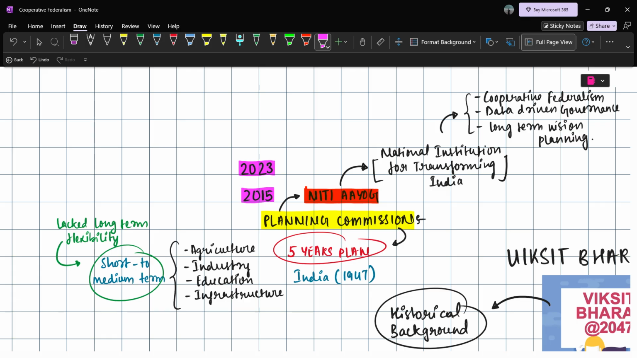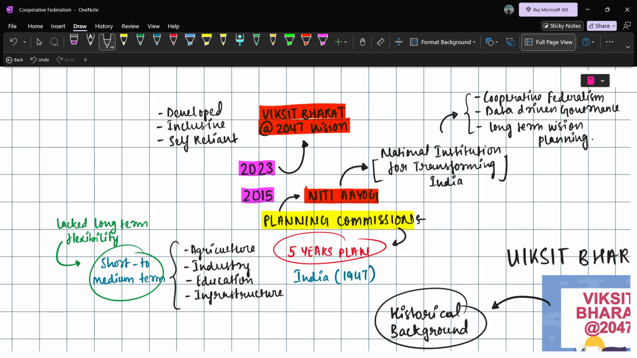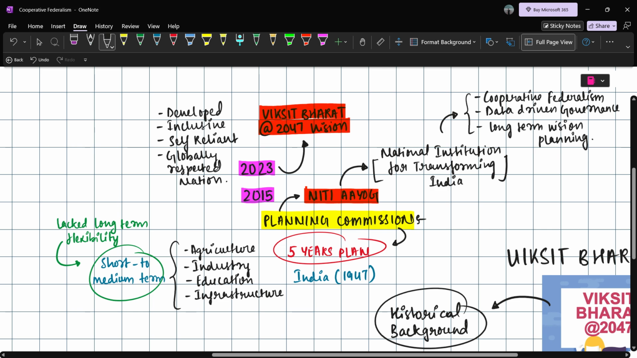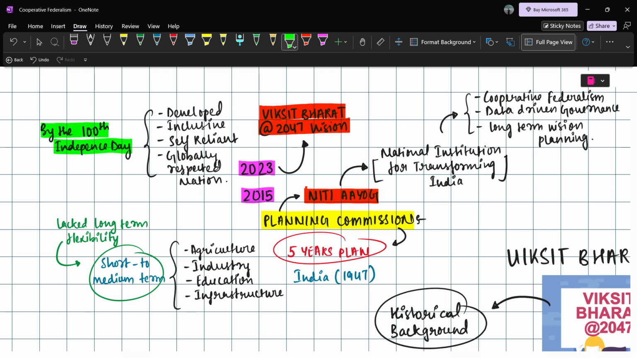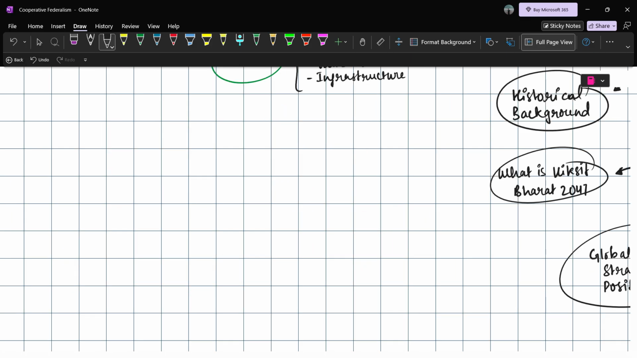Then in 2023, the Government of India launched the Viksit Bharat @2047 mission, a comprehensive plan to transform India into a developed, inclusive, self-reliant and globally respected nation by the time it celebrates its 100 years of independence. Now let's understand what is Viksit Bharat 2047.